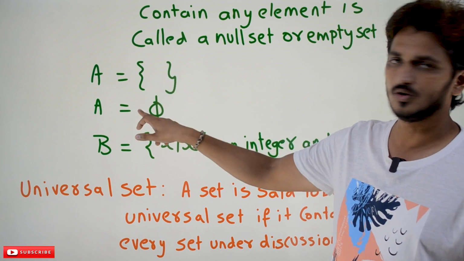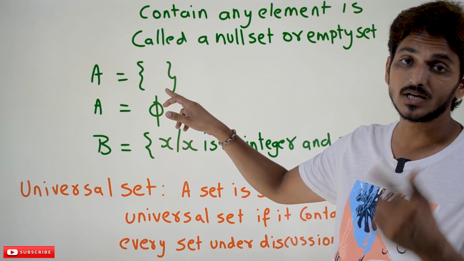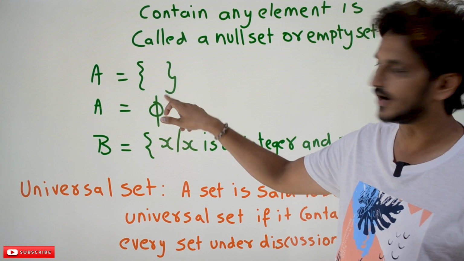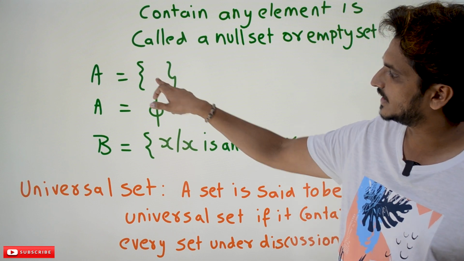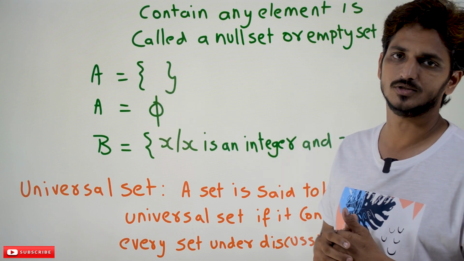A equal to, the null set can be mentioned using another symbol. We call it phi. You can mention it like this, or you can use phi.